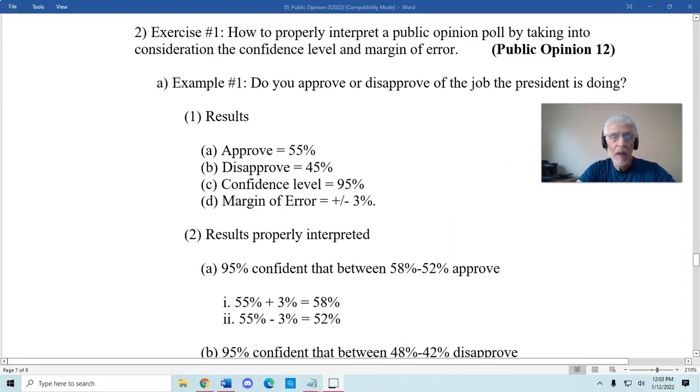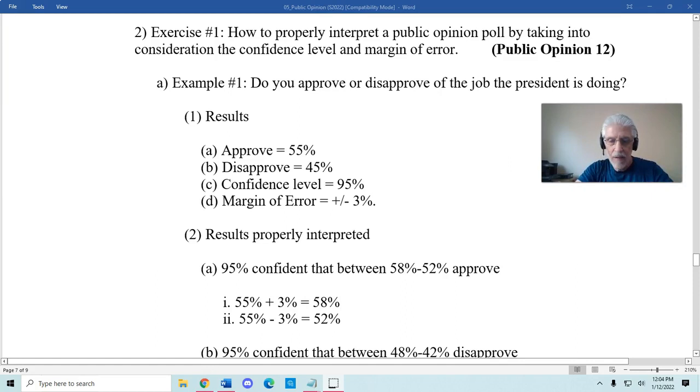Hopefully you'll do well. So I want you to imagine that there's a public opinion poll, and the question is, do you approve or disapprove of the job the president is doing? And the results of the poll are that 55% of the people sampled say they approve, 45% say they disapprove. The confidence level, which I'll explain in a second, is 95%, and the margin of error is plus or minus 3.